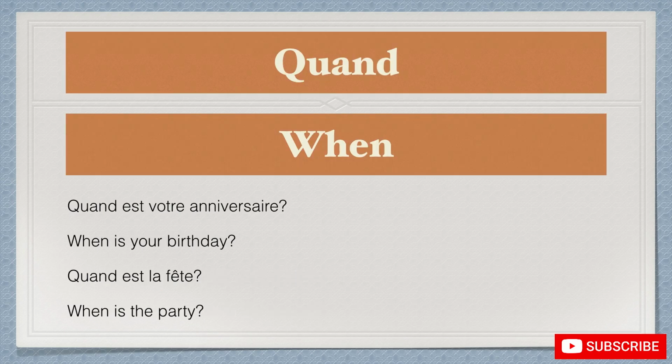Quand, which means when. Quand est votre anniversaire? When is your birthday? And you'll notice that with quand, when it's by itself, the end is pronounced like a D sound. When quand comes before a vowel, such as in quand est, the D changes to a T sound. So quand est votre anniversaire? Or quand est la fête? So when is the party? And then when it comes before a regular consonant, it'll be quand with the D sound again.